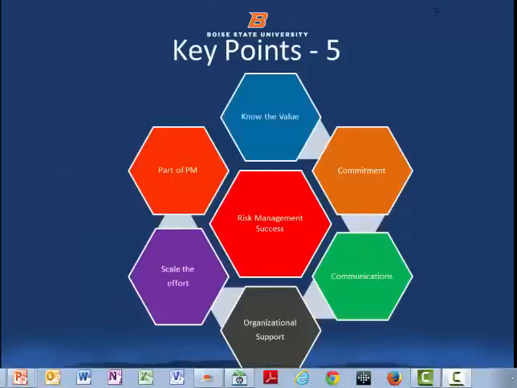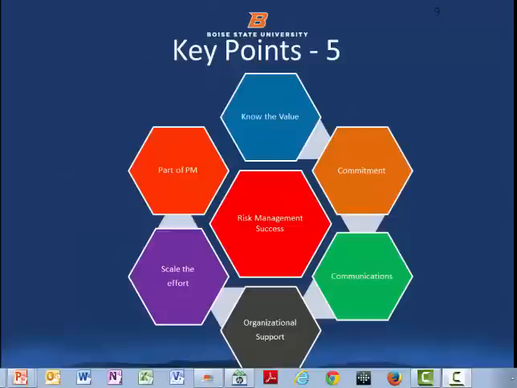Some key points in risk management success. There's a value to this activity. It takes commitment, takes very strong communications, really needs organizational support. An important part of it is also to scale the effort. If we show you large, complicated risk registers and worksheets and very expensive tools, and you're working on a very small or focused project, don't use them. So again, scale the effort.